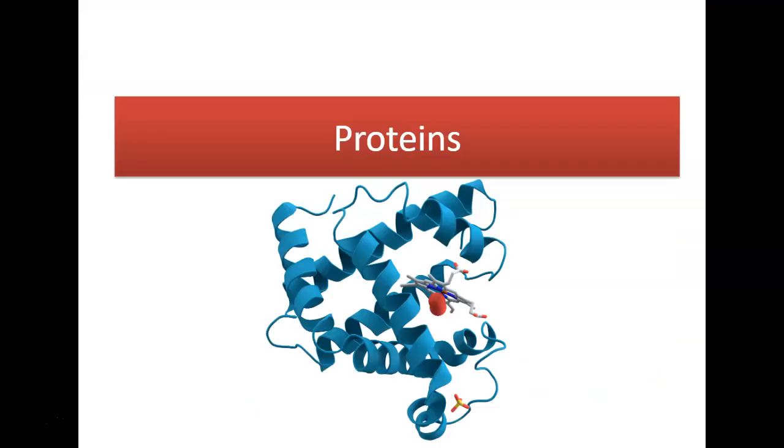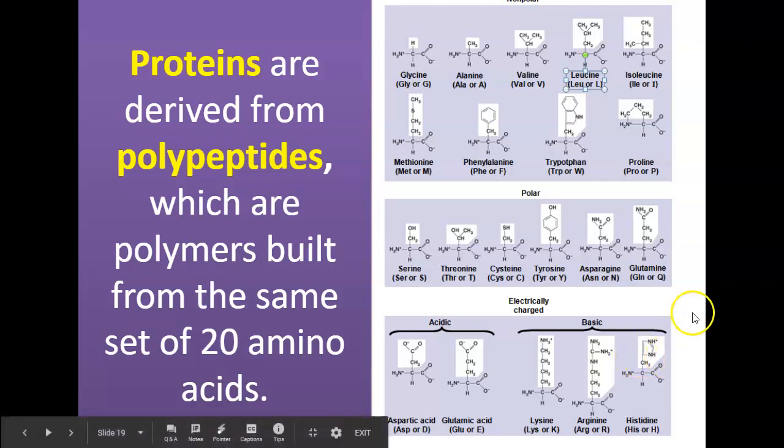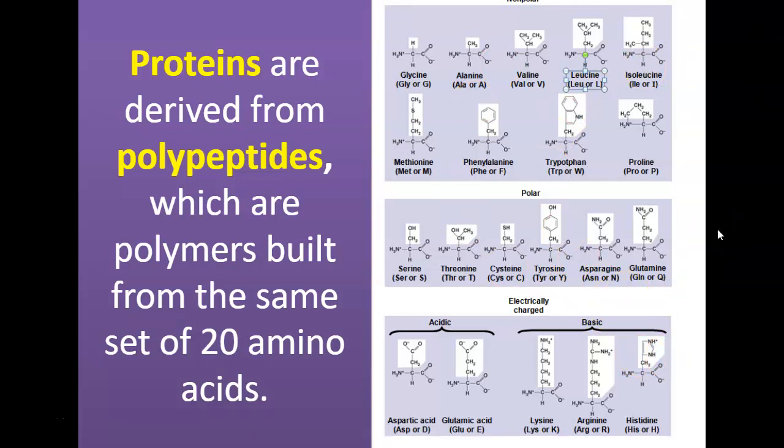We are now going to move on to proteins. Proteins are derived from polypeptides, which is basically a chain of amino acids. And you can see here a chart of the 20 amino acids. There's since been more, but you can get the idea of what those different amino acids are. And depending on the structure, they have different properties.